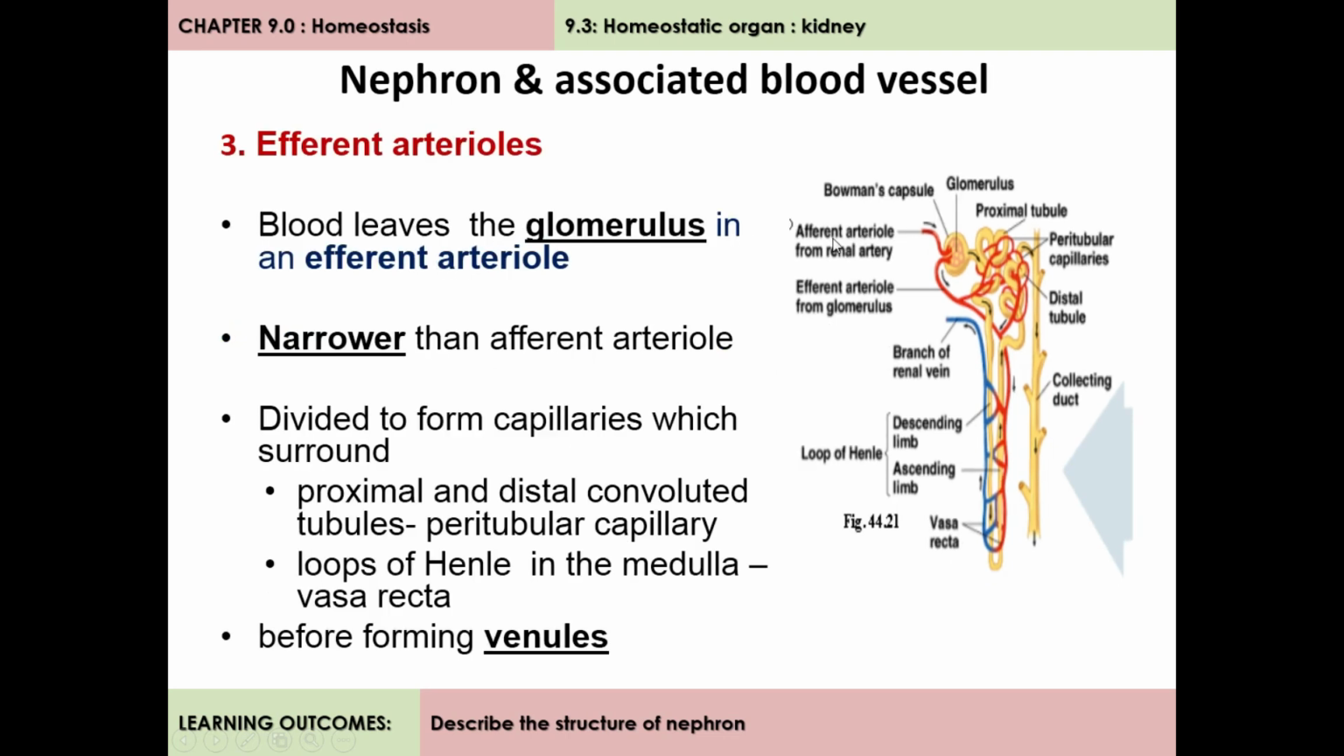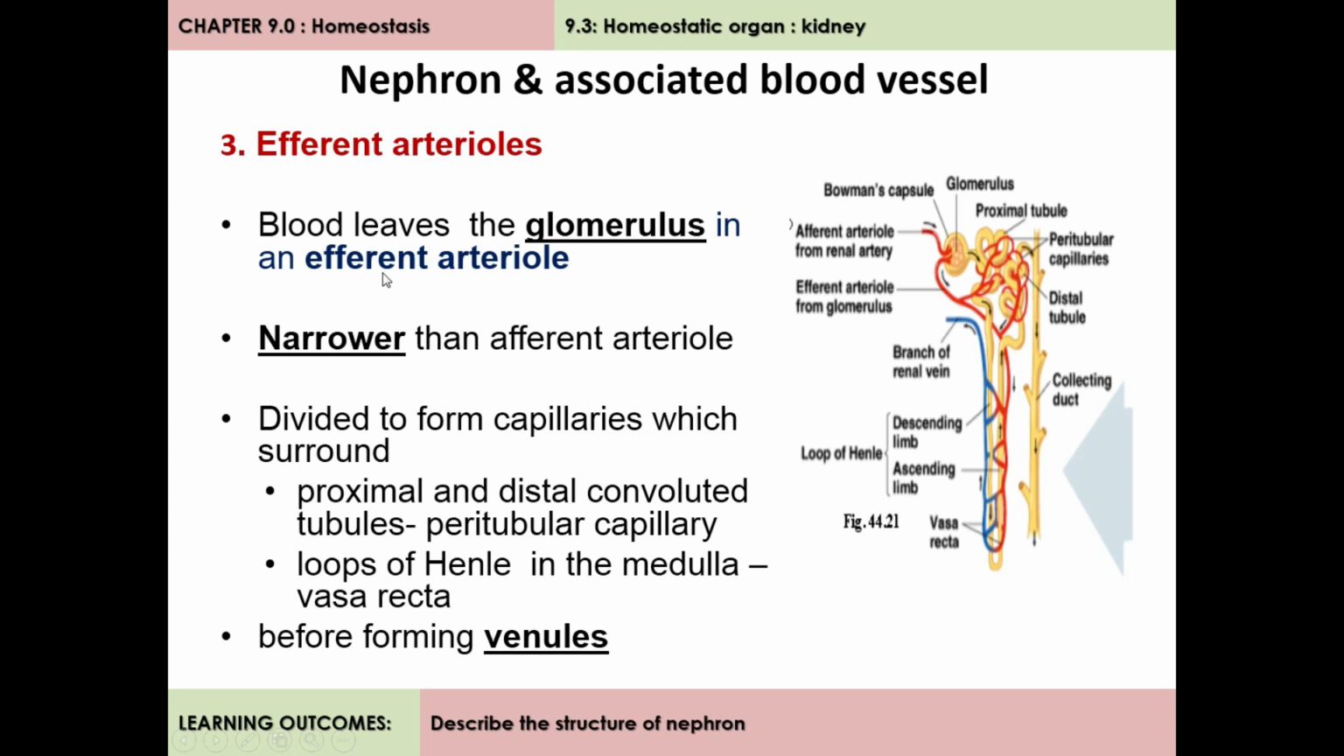From the efferent arteriole that receives blood from the renal artery, blood goes to the Bowman capsule, which divides to form a glomerulus. Blood leaves the glomerulus in an efferent arteriole.